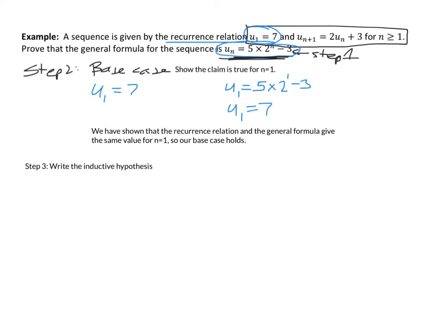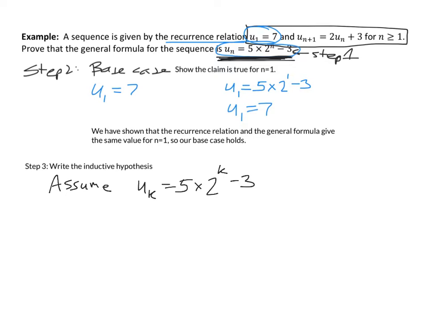All right, so when we do this, we're going to now assume that u sub k, I'm just going back to my general statement, the proposition that I'm trying to prove, u sub k will be 5 times 2 to the k power minus 3. So this is the thing that I'm going to assume and that I'm definitely going to use as I go into step 4.